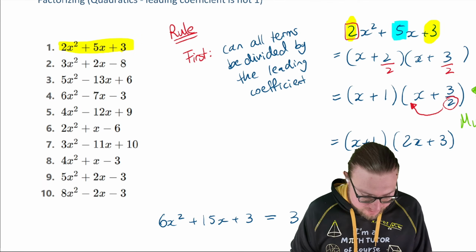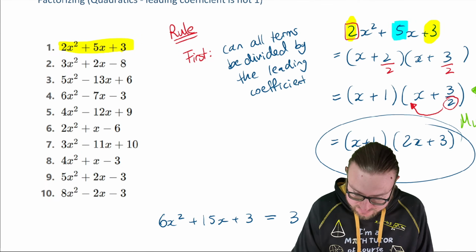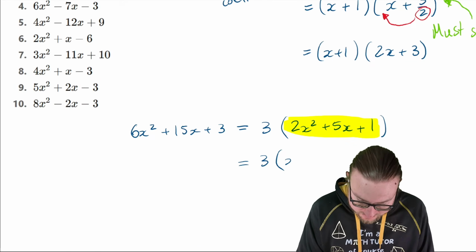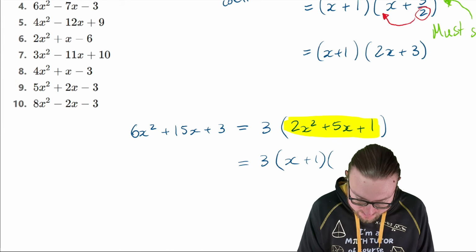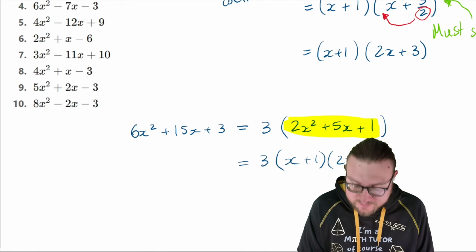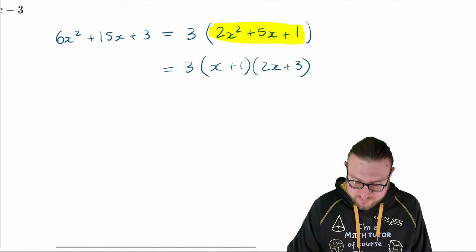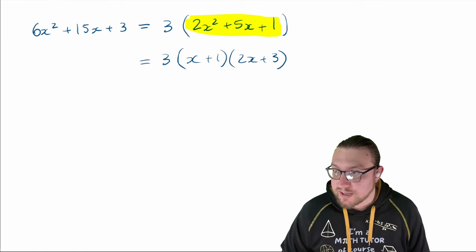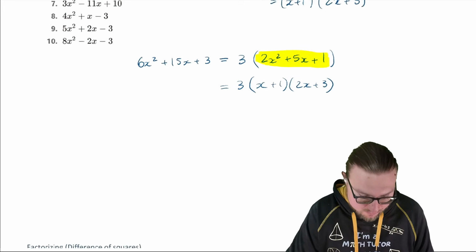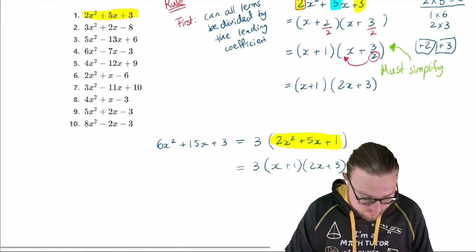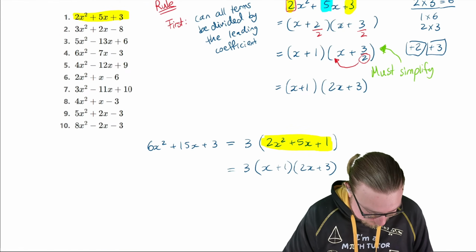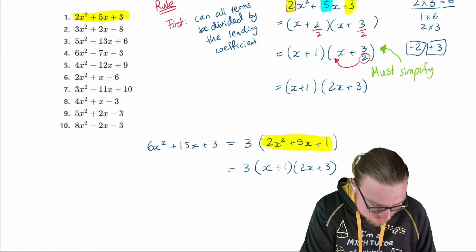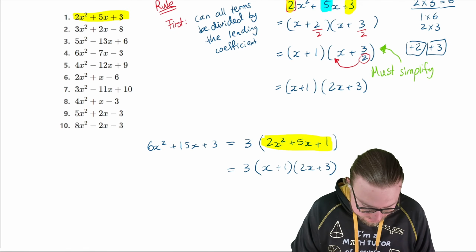So we already know what that factors to, which is going to be exactly this here. So we can now have a final answer as 3 times (x plus 1)(2x plus 3). There we go. Sorry about that. All right. We're pretty good in time, so we can probably do one more here. Let's have a look at the last one, 8x squared minus 2x minus 3.